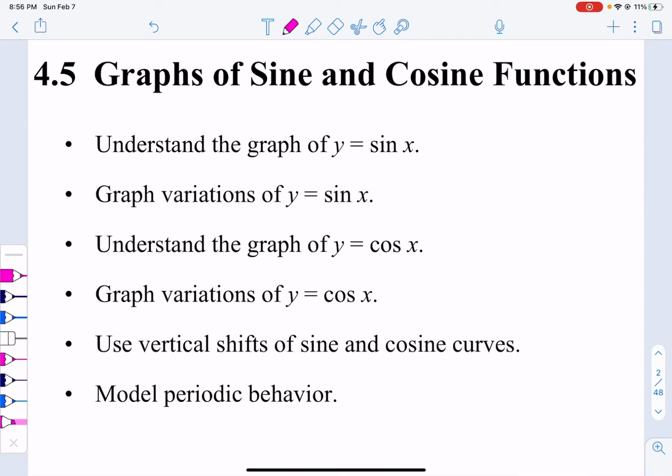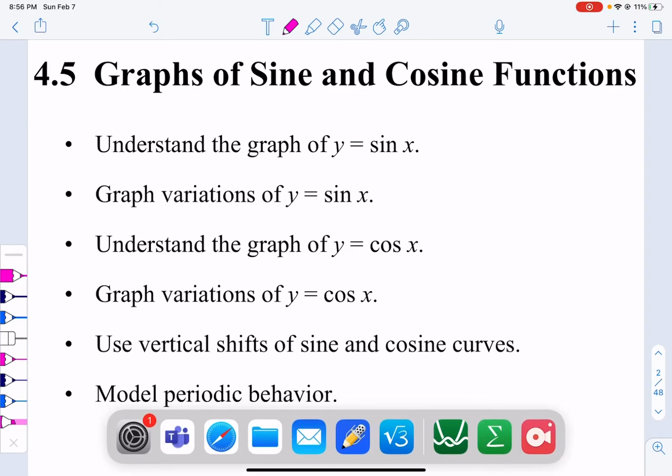Section 4.5, graphs of sine and cosine functions. So we're going to look at understanding the graph of y equals sine of x, graphing variations of y equals sine x, understanding the graph of y equals cosine x, graphing variations of y equals cosine x, using vertical shifts of sine and cosine curves, and modeling periodic behavior.